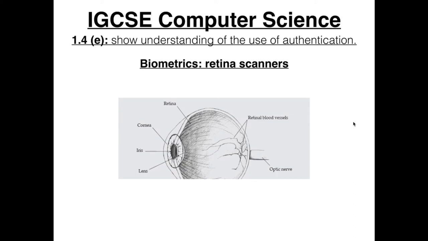if this is 1.4e, then F should be... I can't remember. Well, anyway, you'll find out. I think it's something to do with phishing and pharming, as well as denial of service attacks, but I'm not entirely sure. I think it should be.